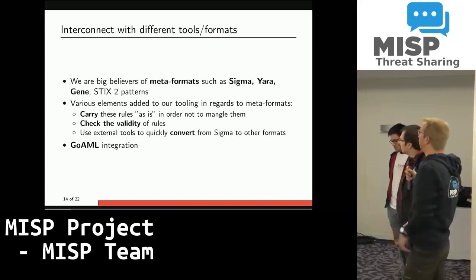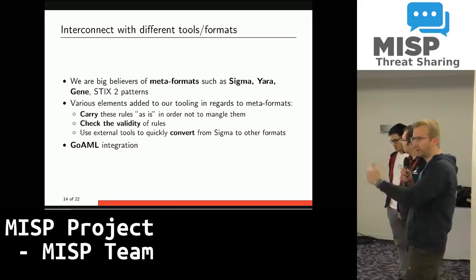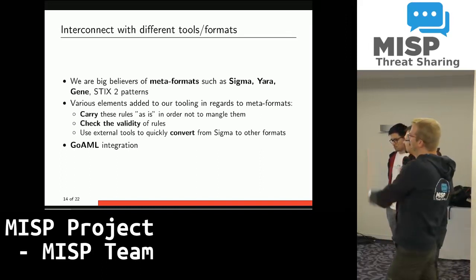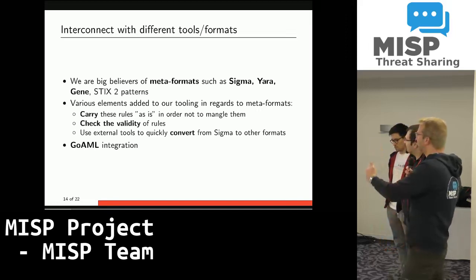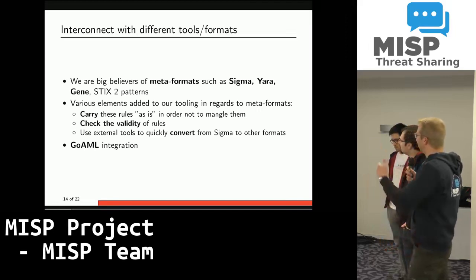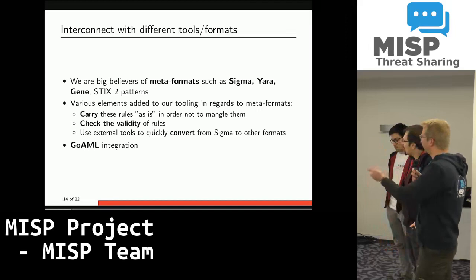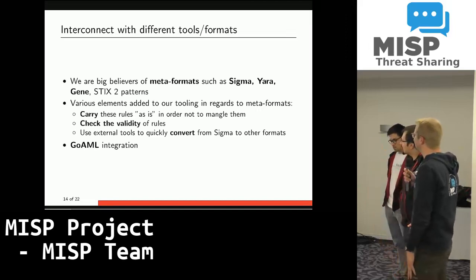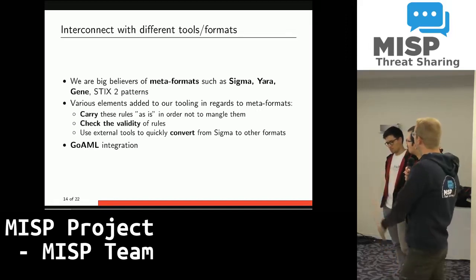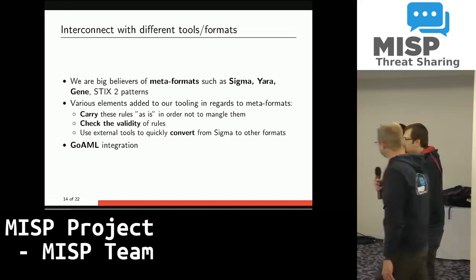This one is a MISP module. It's a good example if you want to support a legacy format or a legacy system that you have, to export it into a different format. So if you look at the code of GoAML, it's quite clean. It's a MISP module, so it's an extension. Like for the validity of rules and conversion from Sigma, it's just a MISP module as standard extensions.